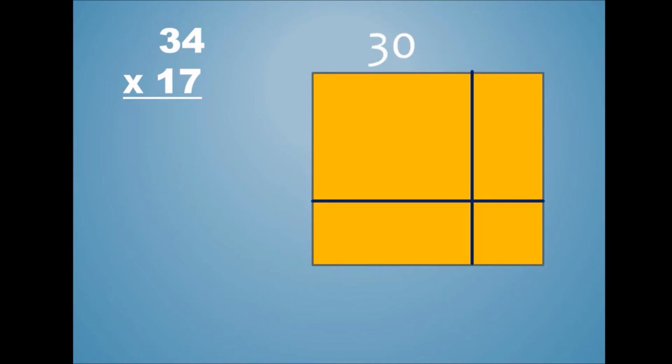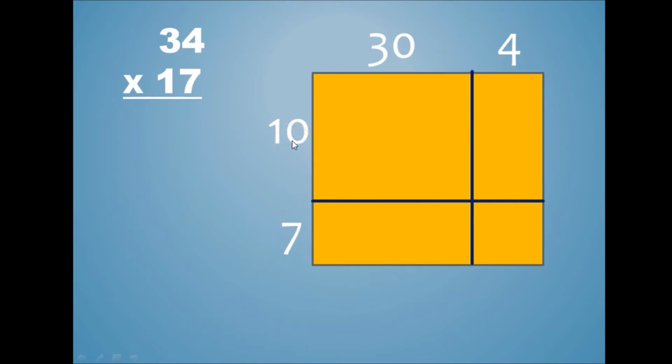So we're going to take the 30 right here and the 4. So again, the 4 represents the ones right here. The 30 will represent the tens. Now 17, we're going to go 10 and 7. So again, 7 is representing the ones. The 10 is representing the tens.